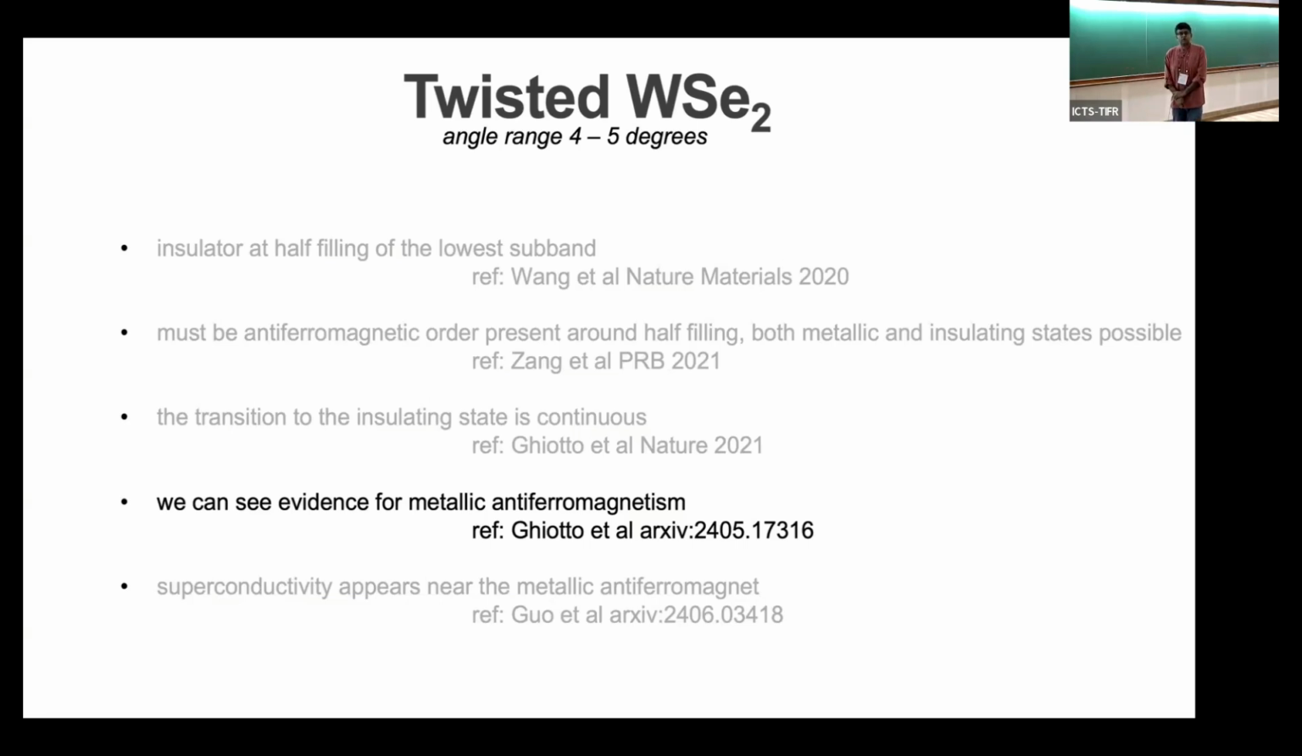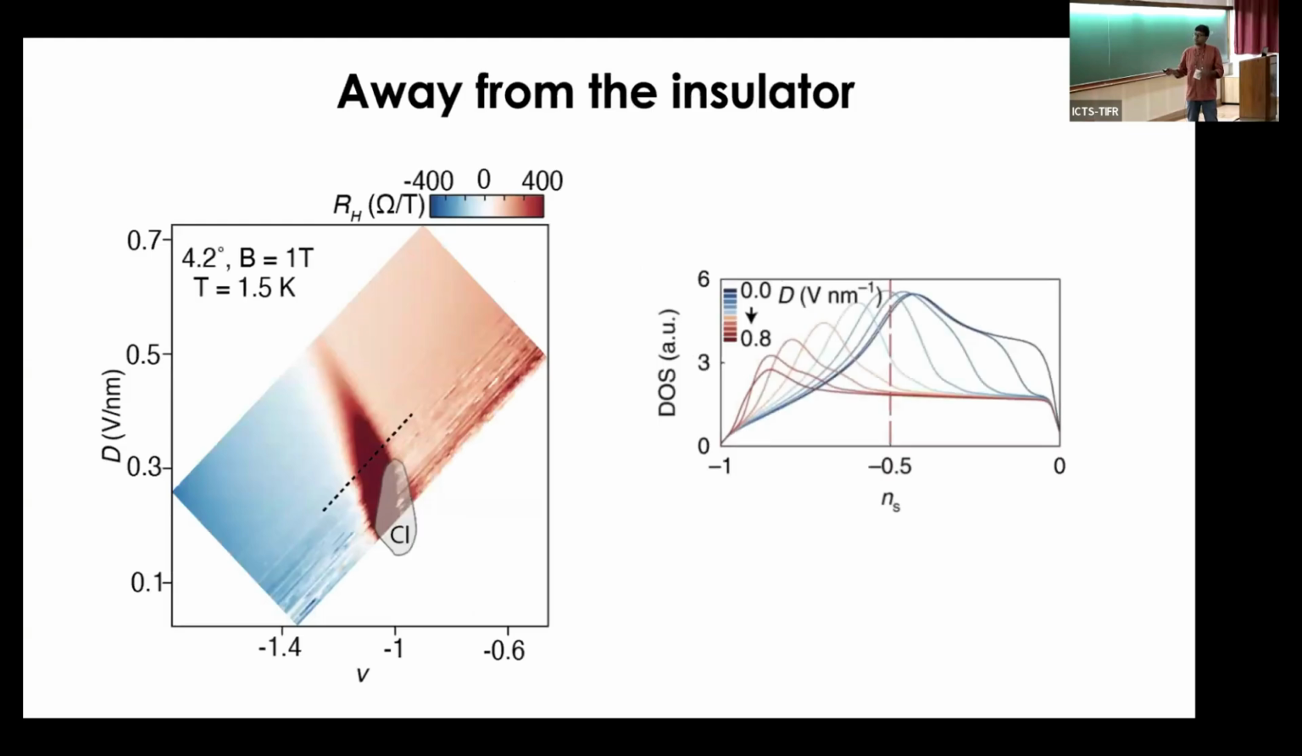Okay, so the next part, which I'm going to spend a little bit more time on, is we wanted to track down this idea that there could be some magnetic order present in the system, even when it's a metal. And so I'll show you some transport evidence for this. So I'm showing you a sort of different sample, but very similar. This is 4.2 degrees. Once again, here I'm plotting the Hall resistance as a function of electric field and doping.